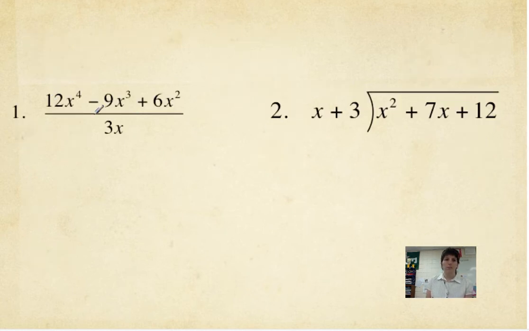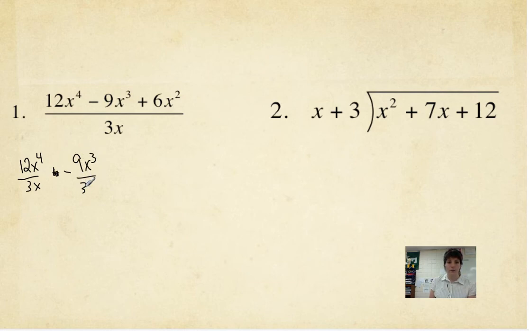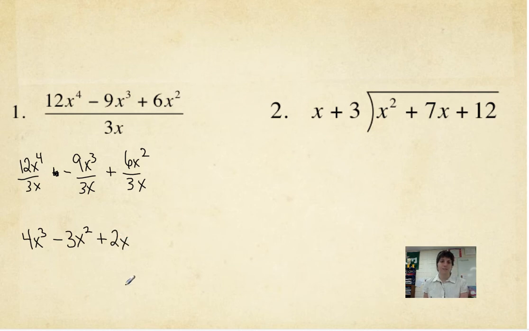So in problem number 1, the first thing we're going to see is that the denominator is a monomial. So if the denominator is a monomial, then we can just split it into fractions and simplify each fraction. So 12x to the 4th over 3x, minus 9x to the 3rd over 3x plus 6x squared over 3x. Simplify each fraction. So 12 over 3 becomes a 4, and that's going to be x to the 3rd minus 3x squared plus 2x. And that's all we have to do, is just simplify. There's nothing else we need to do.